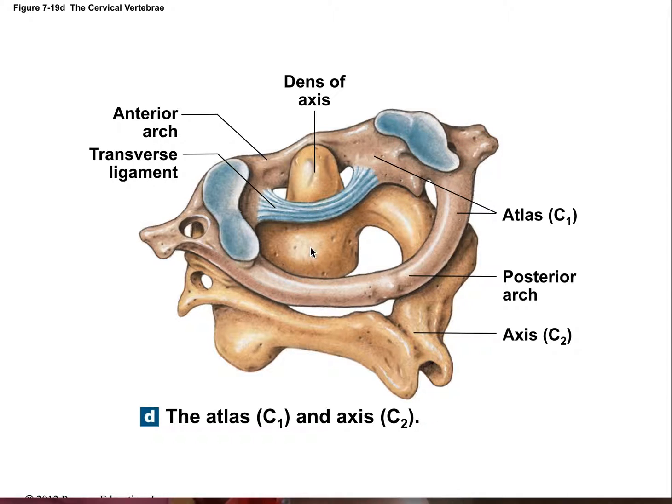What about C2? Well, C2 is also missing the body. In its place, it has the dens, which you can spin around, right? And it still has the bifid process, so I can tell that this is cervical because it has the two pointies on the end of the spinous process.